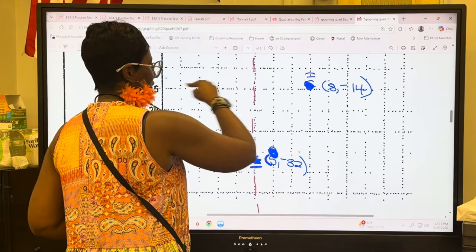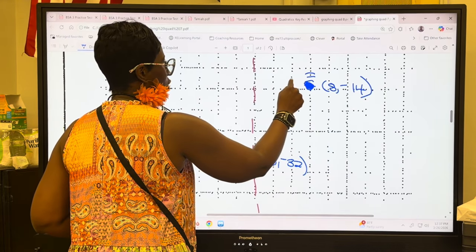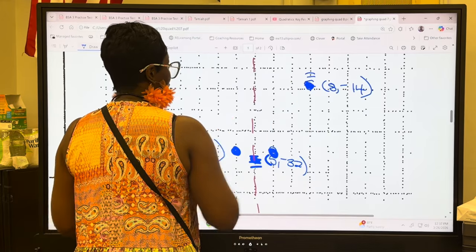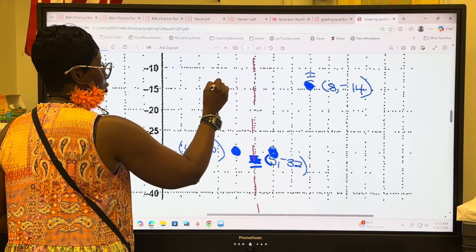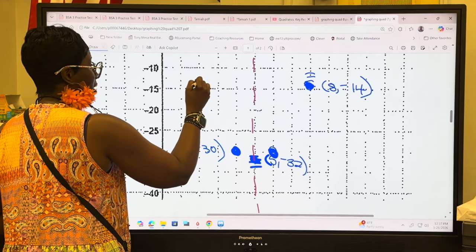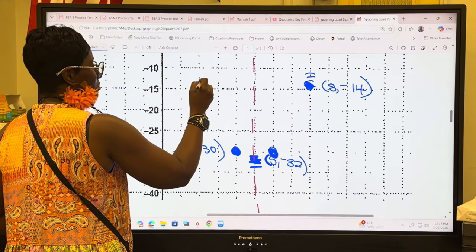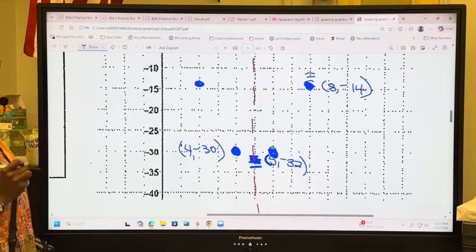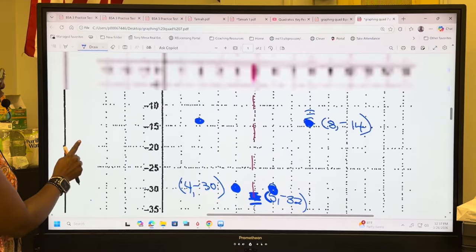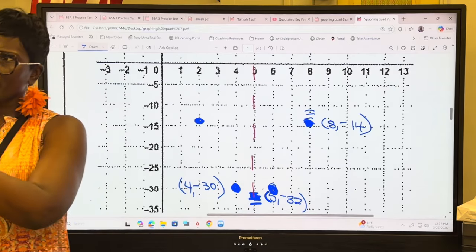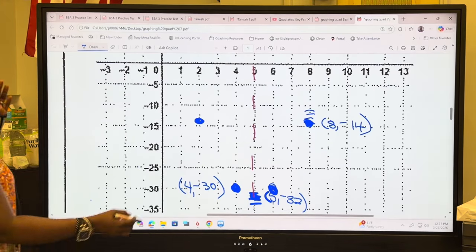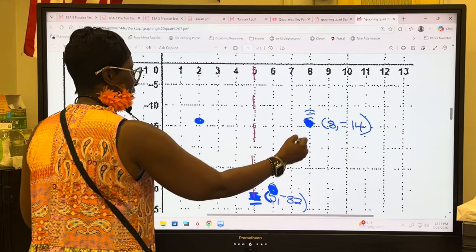This is sitting on negative 14, but it's 1, 2, 3 to the right. So on negative 14, I'm going to put a point 1, 2, 3 to the left. Does everybody see that? Now I'm going to ask you, do you have enough points now to make a parabola? Yes. But here's my issue. I'm still freehanding it. Y'all see that?